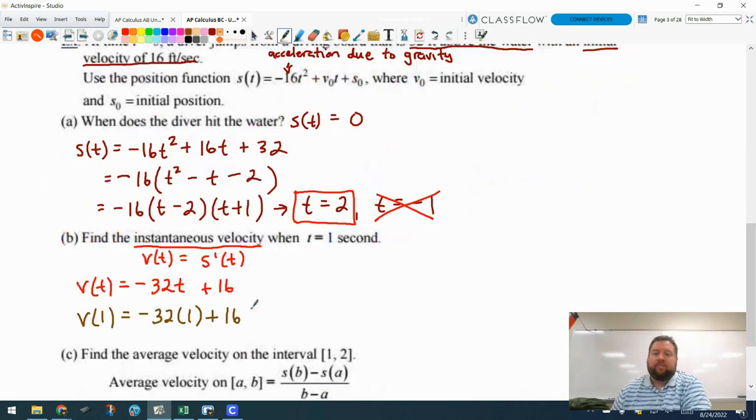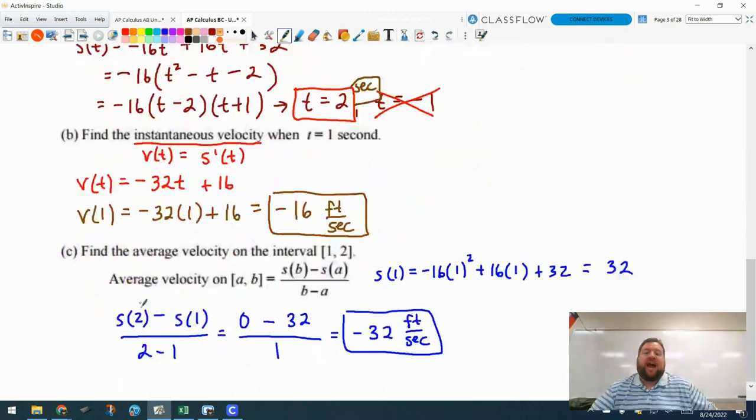All right, so that's it for that problem. Kind of getting you started with some particle motion. That's what we're talking about here, and we'll get into that more in depth later. But getting that velocity is the derivative of position, that's kind of the big idea here. And that the average velocity is the change in position divided by the change in time.